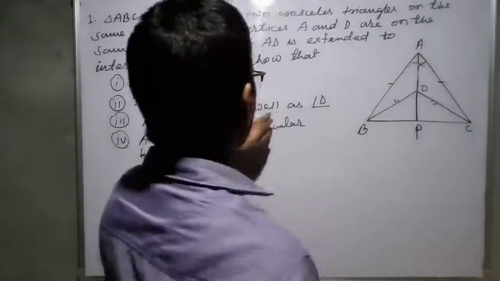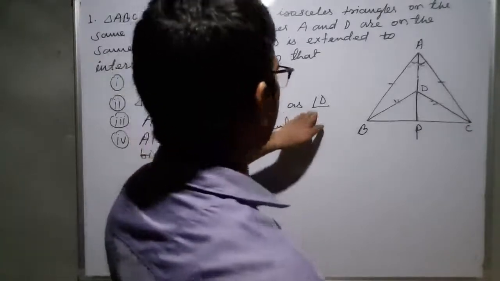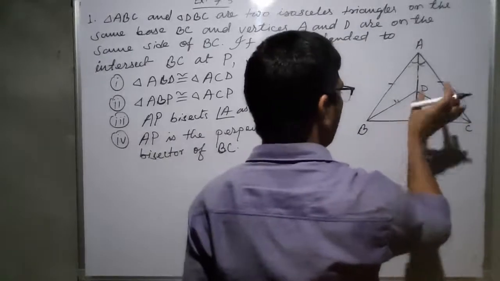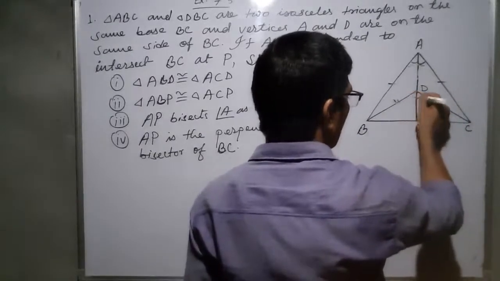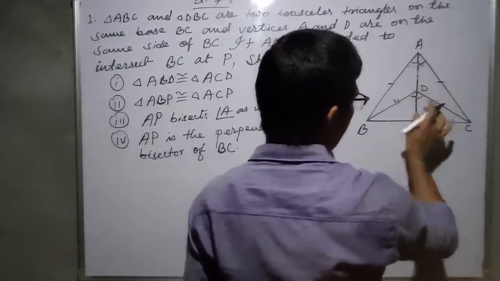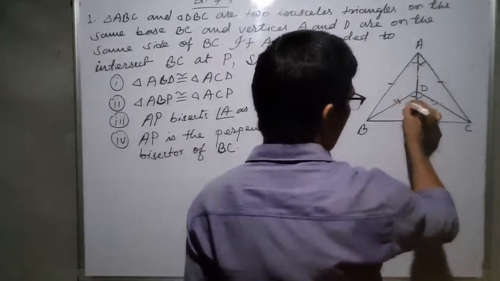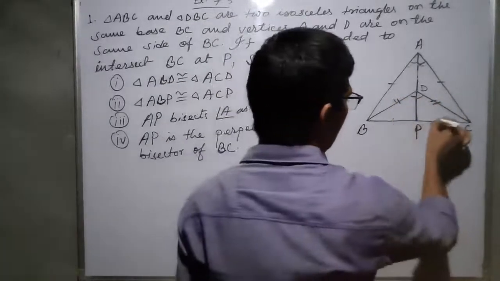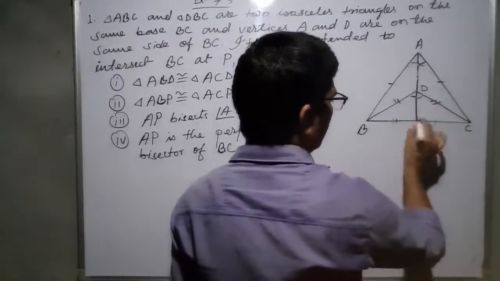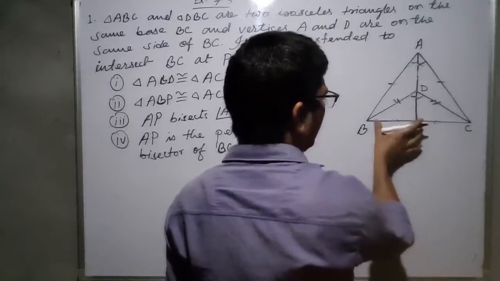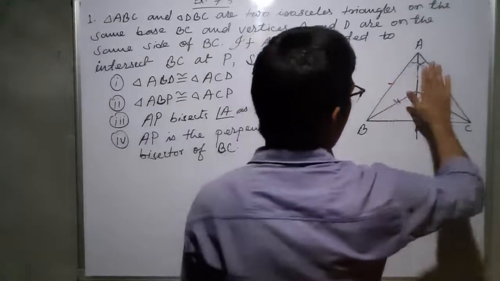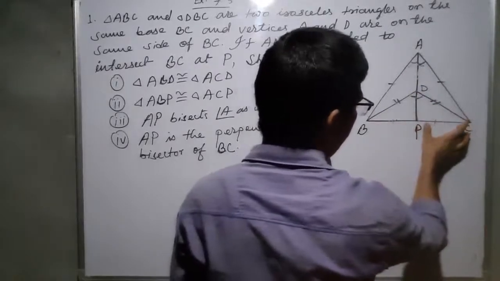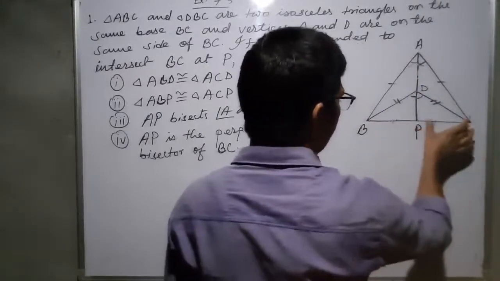Now to prove AP also bisects angle D, we have to prove these two triangles are congruent. To prove these two angles are equal, we have to prove this triangle congruent. Now these two sides are equal, that is given, isosceles triangle. These two sides will be equal. Why? By CPCT, since this bigger triangle and this bigger triangle, that means ABP and ACP are congruent. That's why their corresponding sides BP and PC are equal.